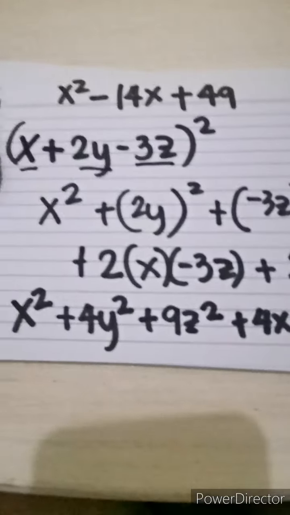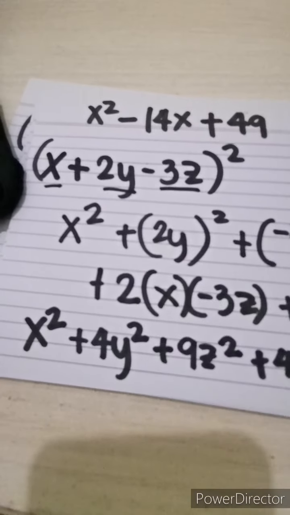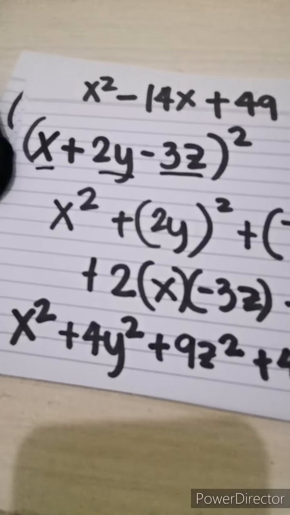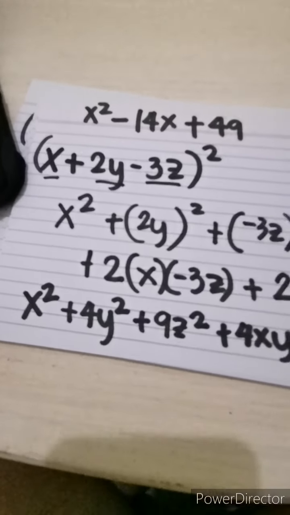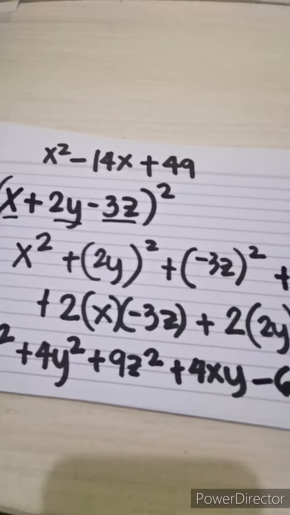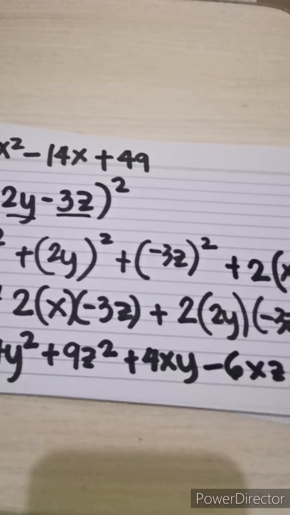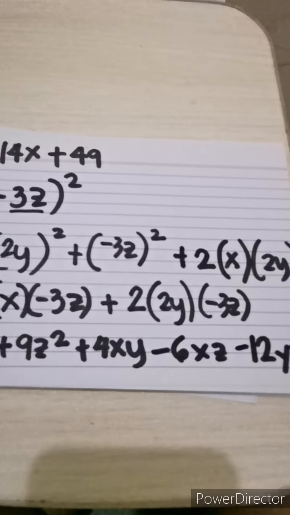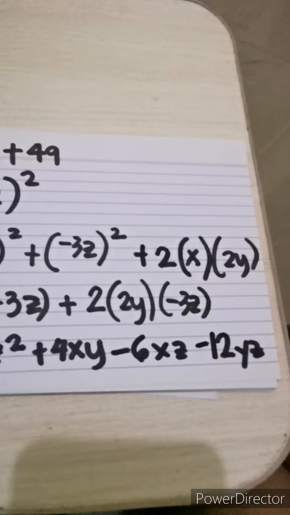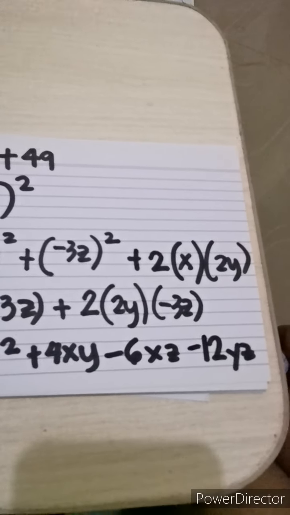So therefore, by using the squaring of a trinomial, nakuha natin sagot is x squared plus 4y squared plus 9z squared plus 4xy minus 6xz minus 12yz.